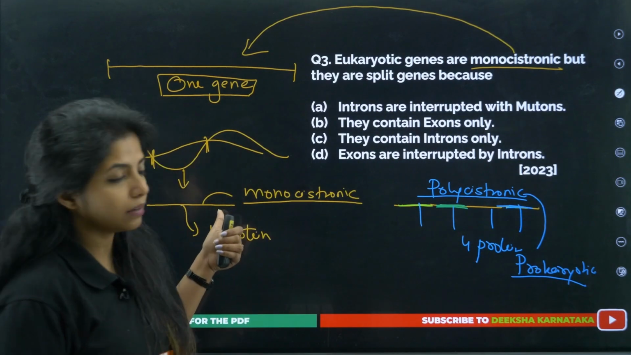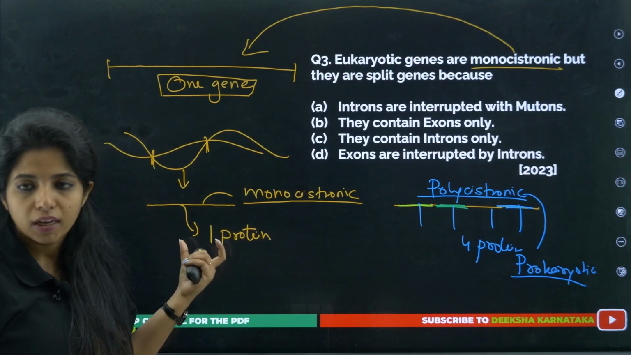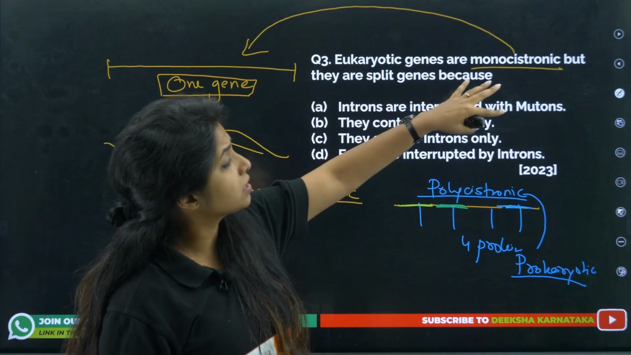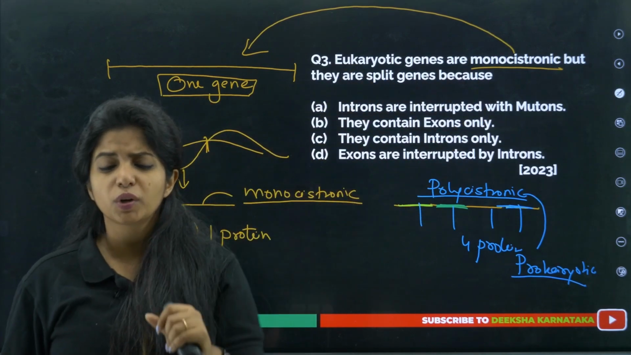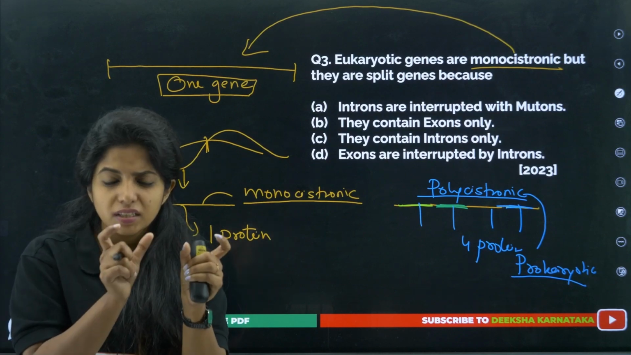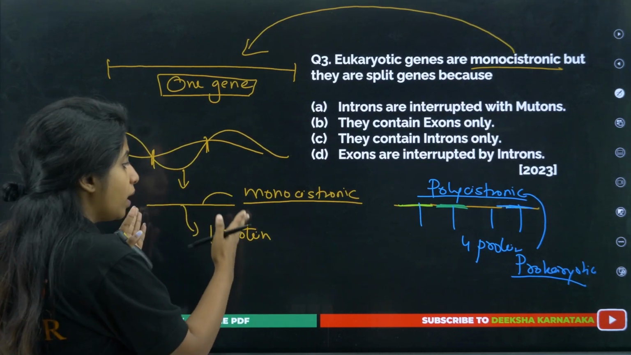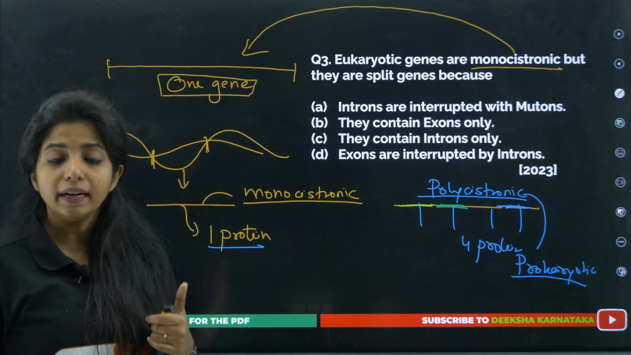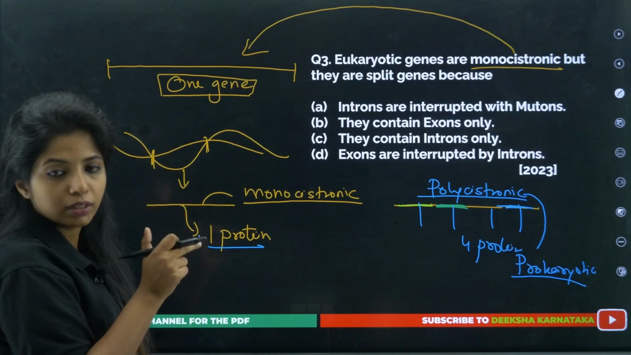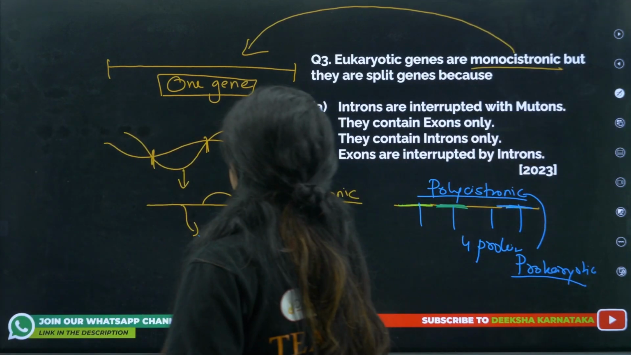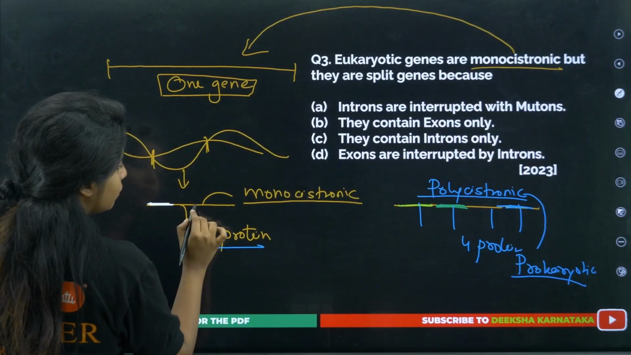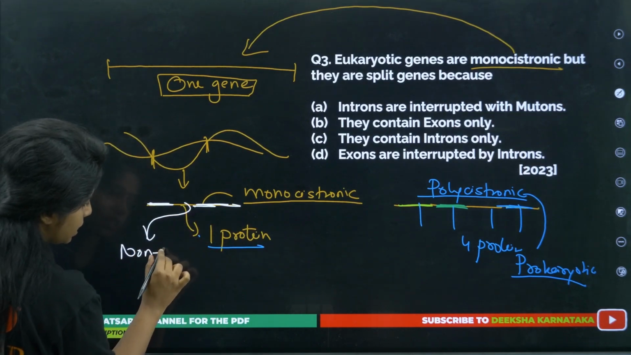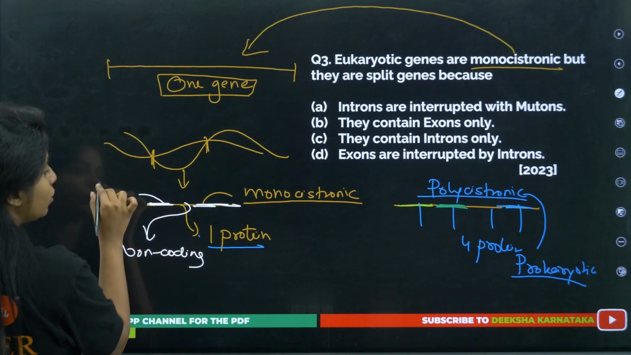Now, I said that eukaryotes are monocistronic, that means there is only one gene. Then why is it that they are split genes? What do you mean by split genes? That means the gene is in parts. I am saying it's one gene only, it is going to code for one protein. Then why do I say it's a split gene also? Because, my dear children, in this one gene there will be coding sequences and there will be sequences which are not going to code for anything. So there are non-coding sequences as well, and there are coding sequences as well.